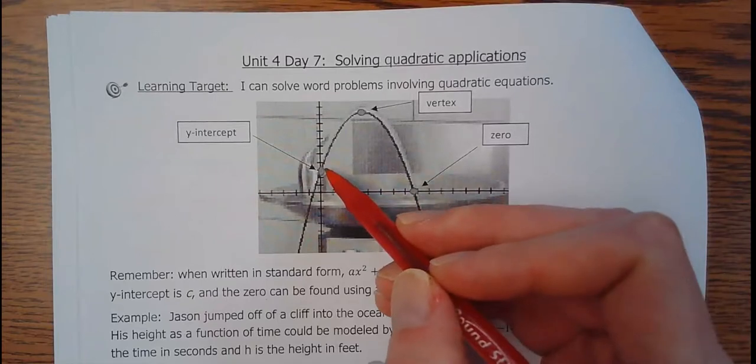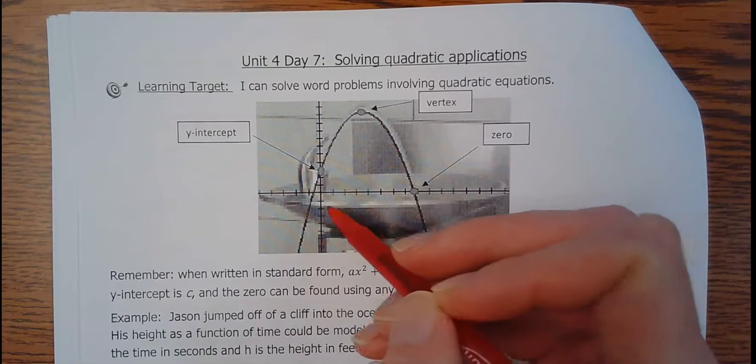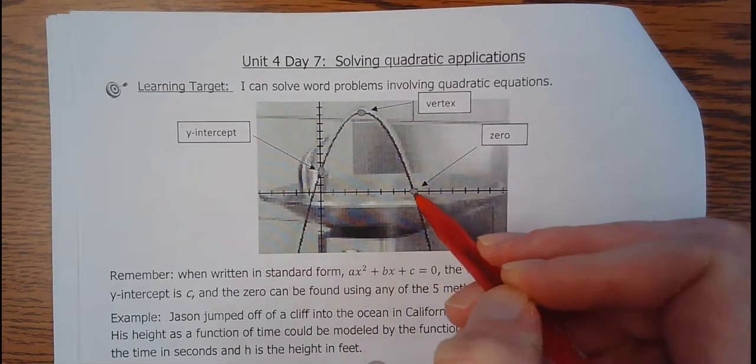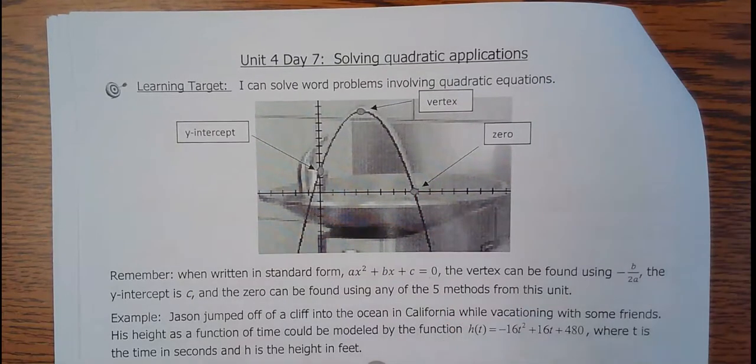So it goes up, it peaks, and it comes back down, and then it hits the base and goes back down the drain. The highest point is the vertex, and when it hits the ground, that is a 0, because it has a height of 0.